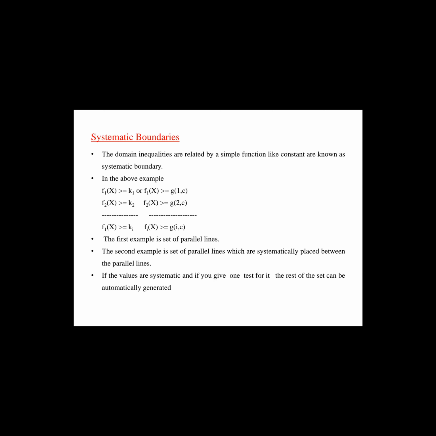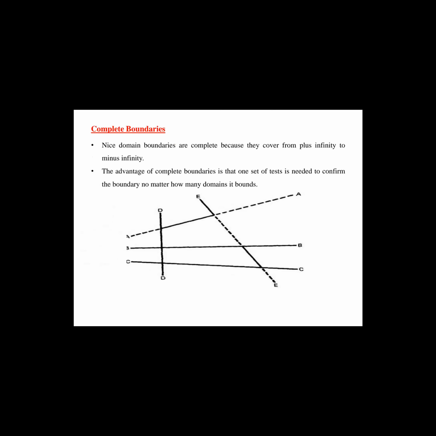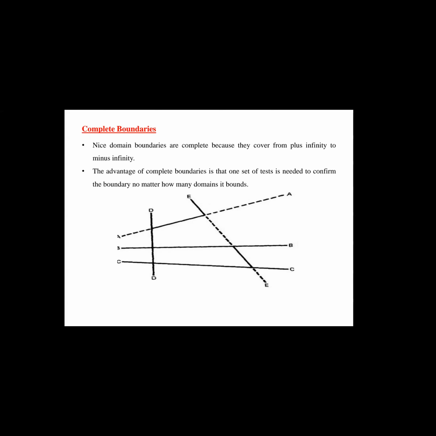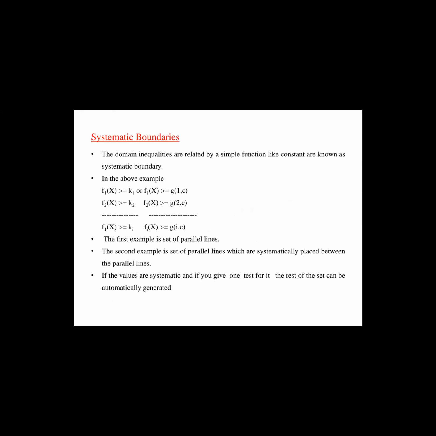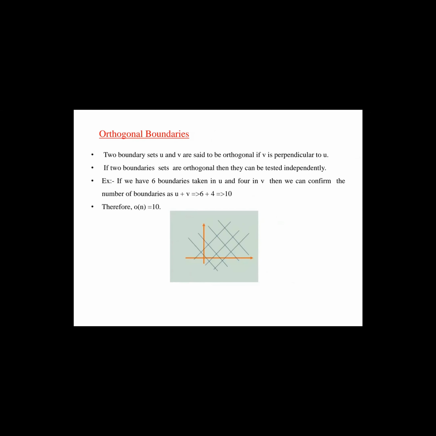In the systematic boundary representation, the parallel lines should not contain any gaps, like in the previous diagram. If gaps arise, they are called holes. That means the boundary is not correct. They are considered ugly. So the parallel lines in the systematic boundary should also be in complete format. Okay, complete boundary format. So the next one is orthogonal boundary.